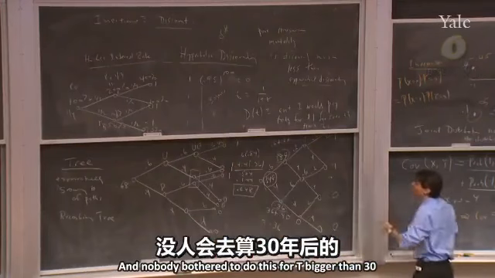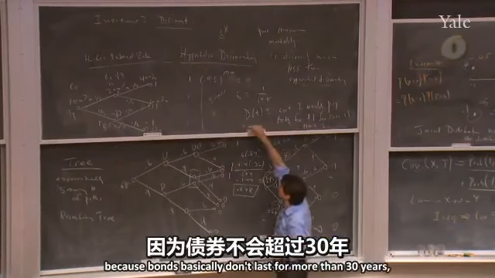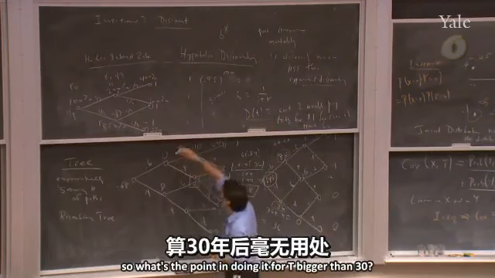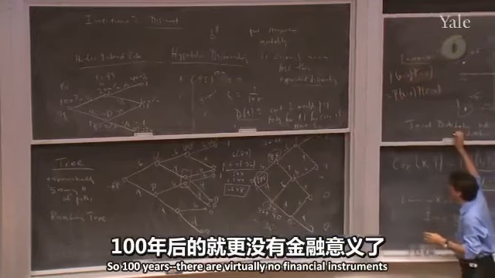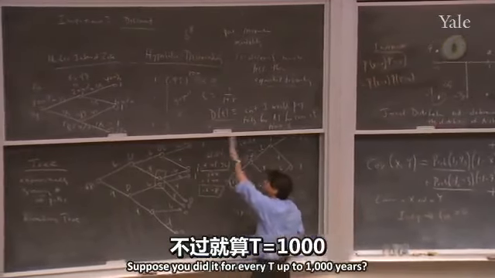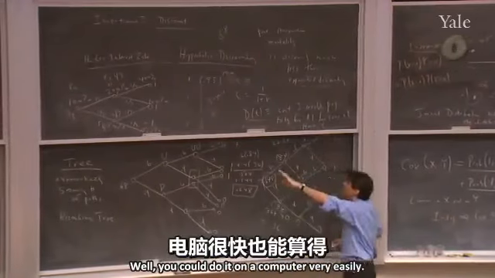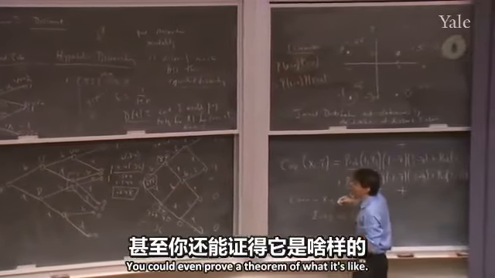Okay, and nobody bothered to do this for t bigger than 30, because bonds basically don't last for more than 30 years. So what's the point in doing it for t bigger than 30? For 100 years, there are virtually no financial instruments that are 100 years long, so they didn't bother to do this. Suppose you did it for every t, up to 1,000 years. Well, you could do it on a computer very easily. You could even prove a theorem of what it's like.